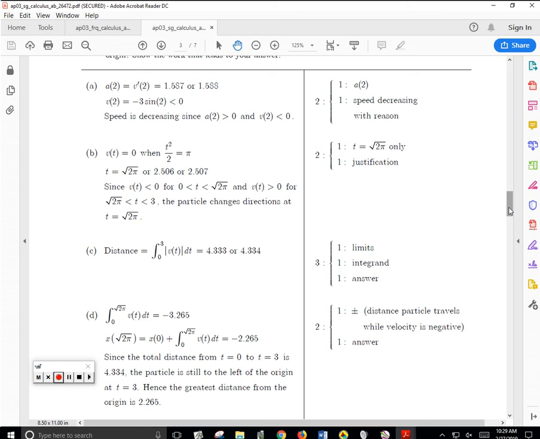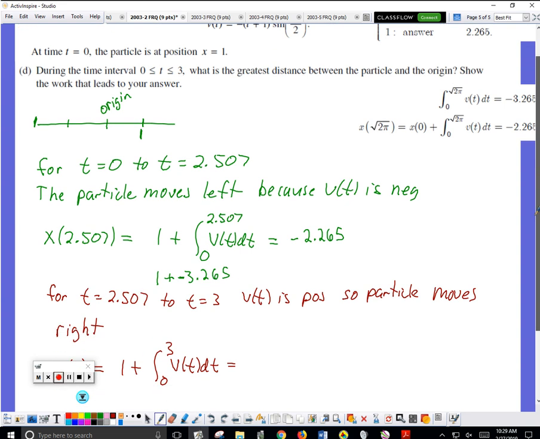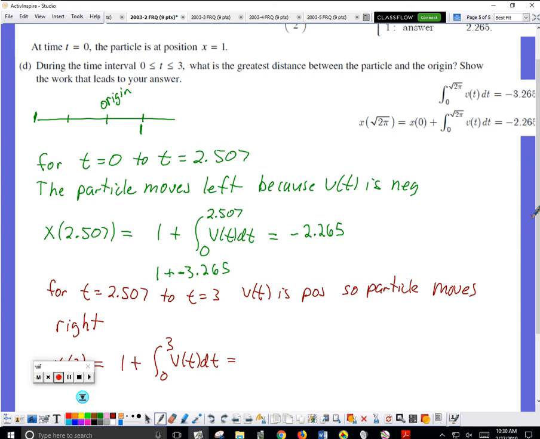For part C, you did plus 1 in the beginning, you know? Part C? Maybe I got confused. You're okay, let's keep talking. You said it's the x, 2.507 equals 1 plus. For this one here. Is that for part C? Part D. Oh, no worries.